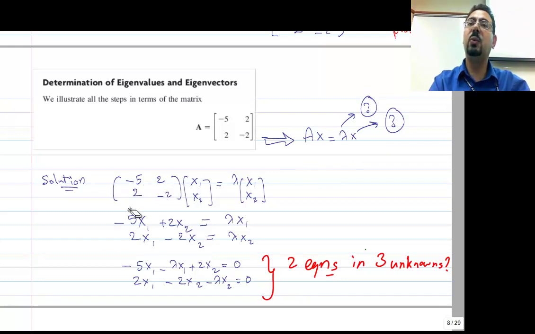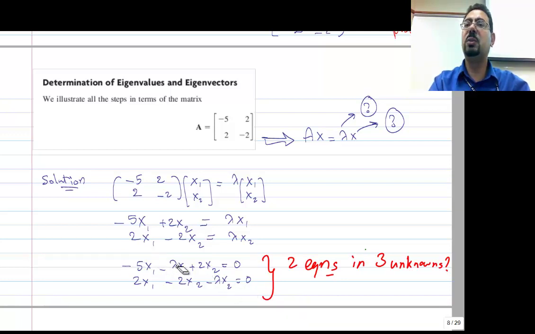So here's minus 5, 2, 2, minus 2, times x1, x2, equal to lambda multiplied by the same x1 and x2. Right? The same matrix multiplied by x1, x2 will result in the same x1 and x2 when you multiply by lambda. So basically I can read this equation. It's minus 5x1 plus 2x2 equal to lambda x1, and the same thing from the bottom. You all can read this, right? So let's put all the x1 on one side and x2 next to them. Let's move this lambda here. So this will become minus 5x1 minus lambda x1 plus 2x2 equals 0, and 2x1 minus 2x2 minus lambda x2 equals 0.